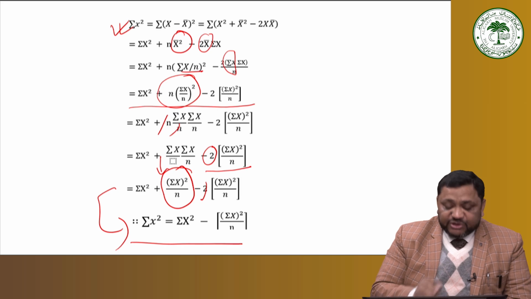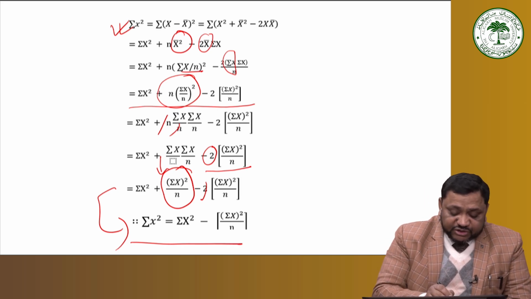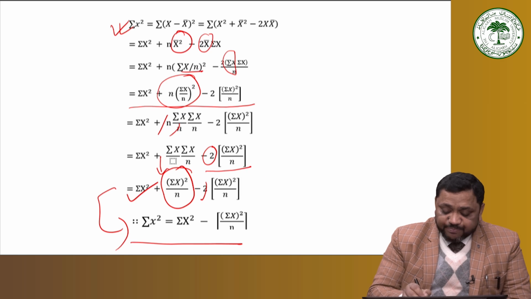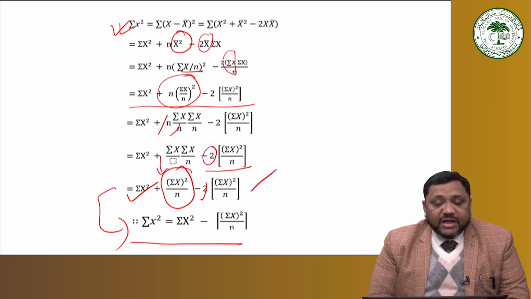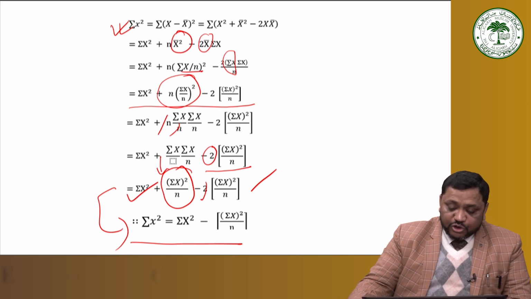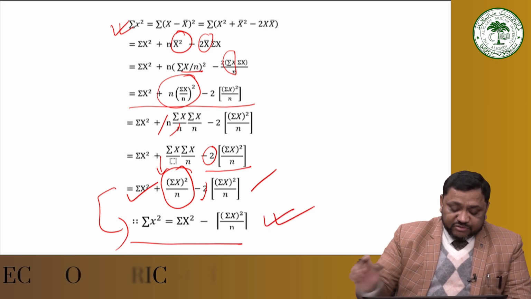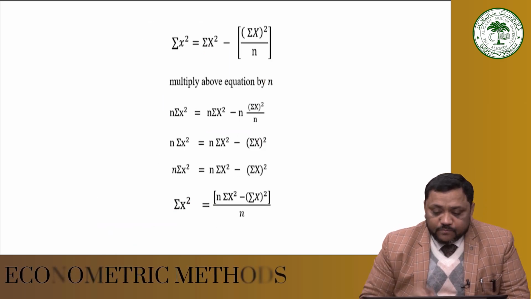So one of them gets cancelled, this 2 cancels, and this equation can be written as summation small x square is equal to summation capital X square minus summation capital X whole square divided by n.